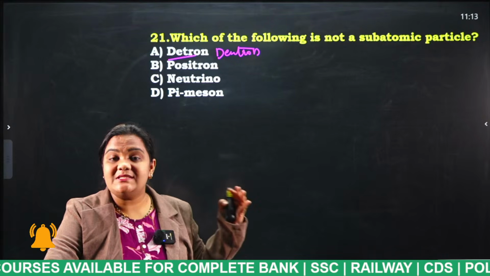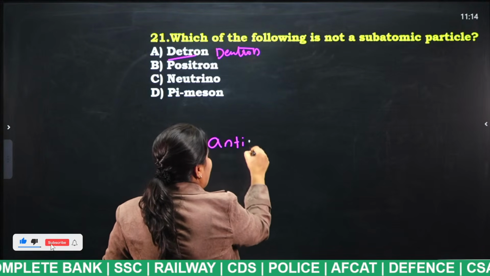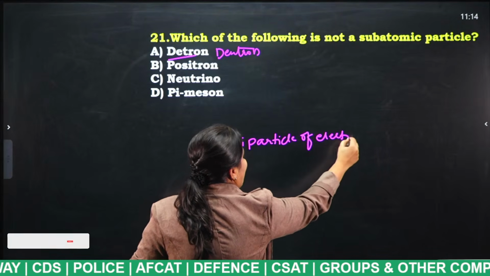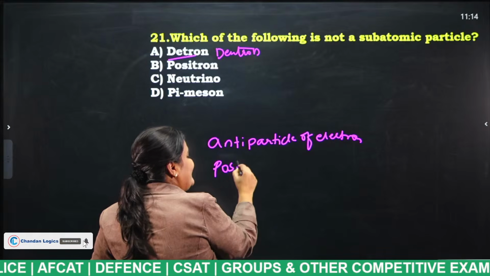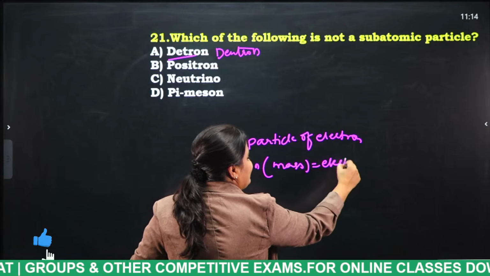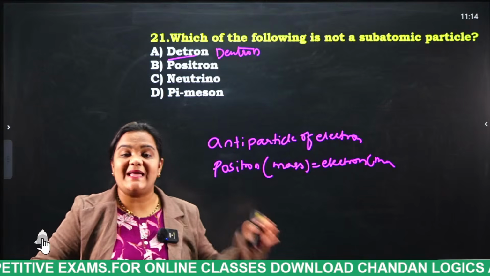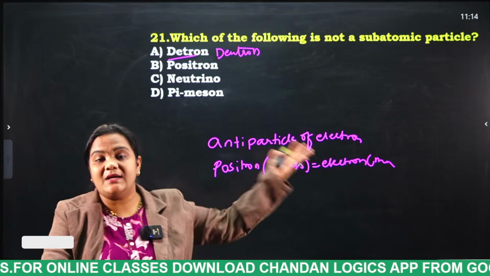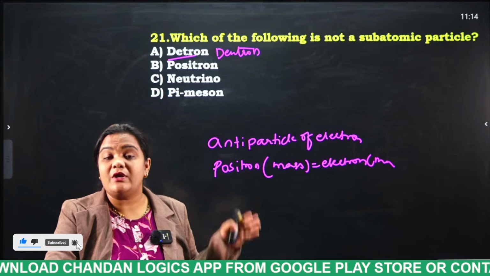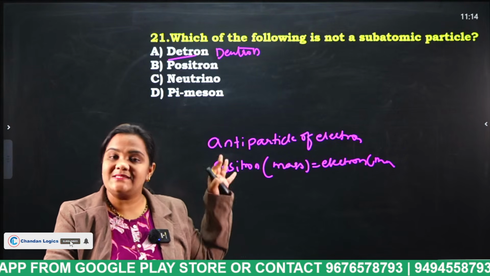Okay, what is this positron, students? This positron is known as the antiparticle of electron. That means it has the same mass. This positron mass will be equal to electron mass, but the charge is different. Positron and electron have the same mass, but electron has a negative charge, positron has a positive charge. Positron is the antiparticle of electron. So that is a subatomic particle.